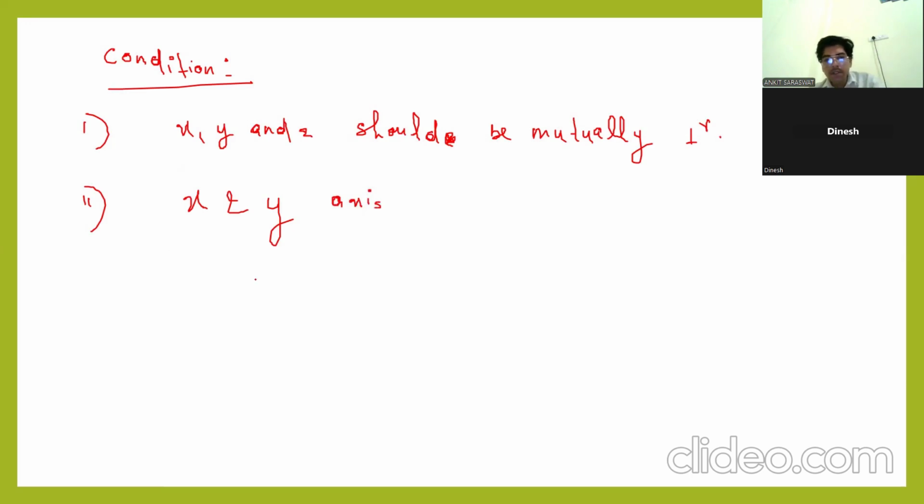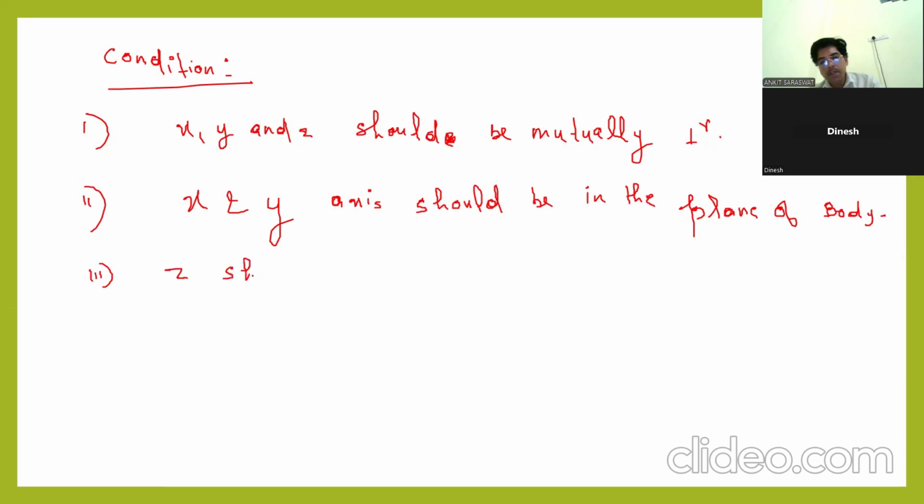You can check, I have drawn them in the same plane. These are the observations. They should be in the plane of the body. Third, the z-axis should be perpendicular to the plane of the body. Z will not lie in the same plane. Z should be perpendicular to the plane of the body. Meaning is that.